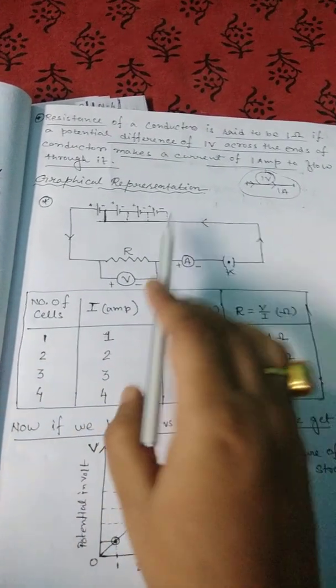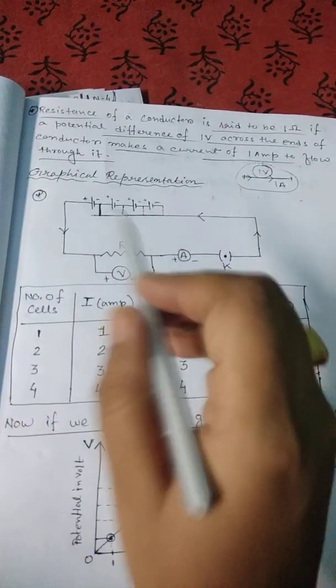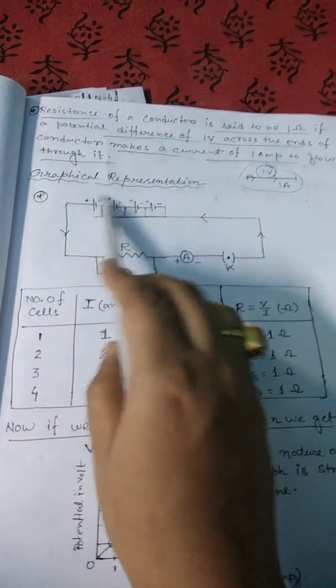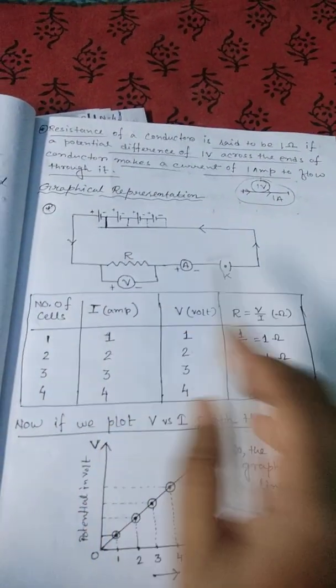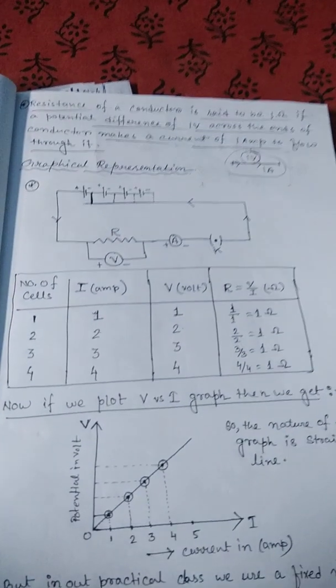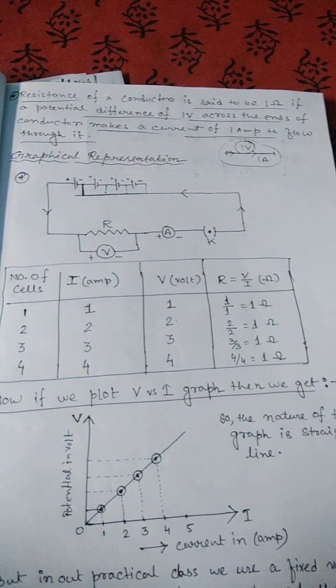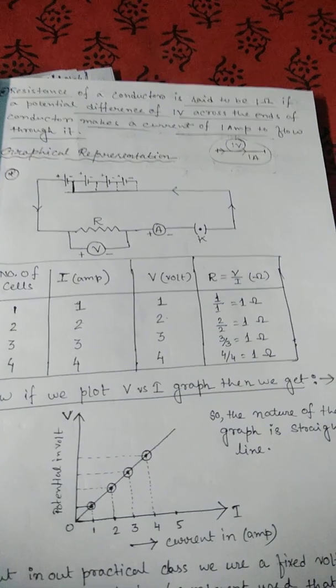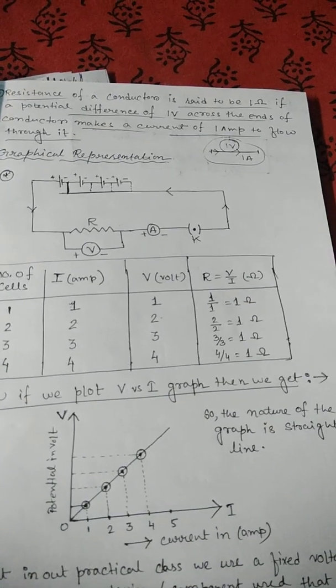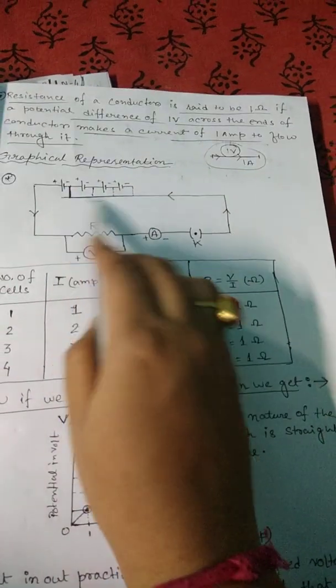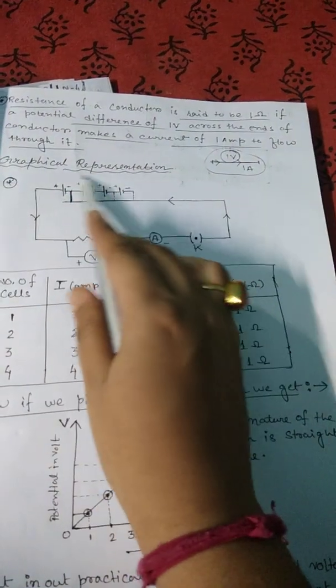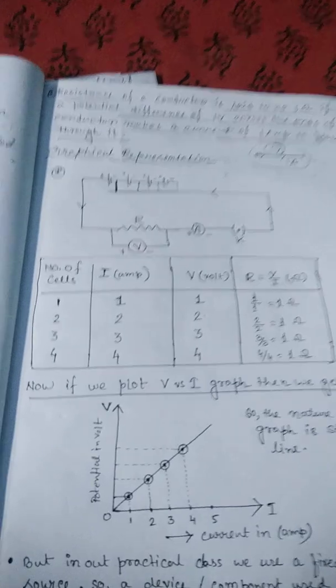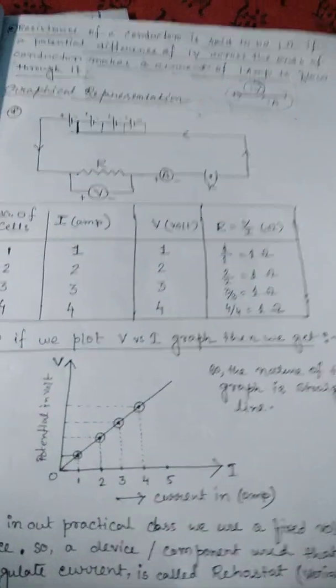So from this experiment, we conclude that as we increase the number of cells, the amount of electric current also increases and the potential difference across any resistance also increases. So the main thing is this source. This is called the source. Without this, we can't get any electric current or any potential difference.